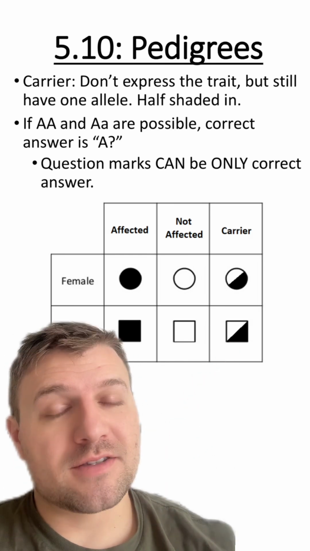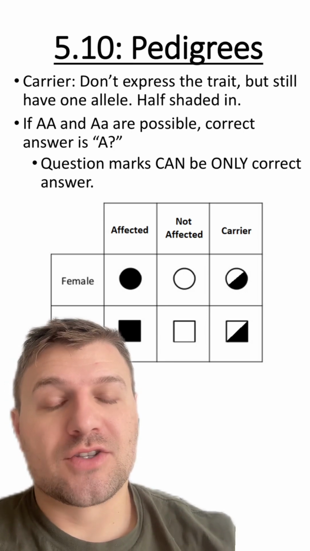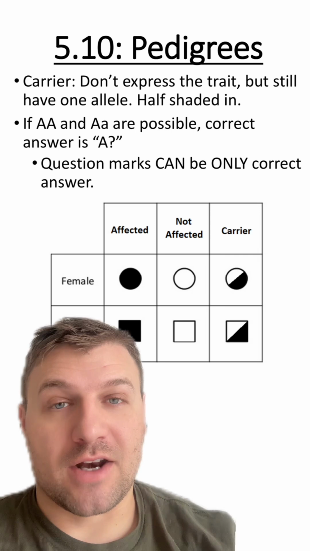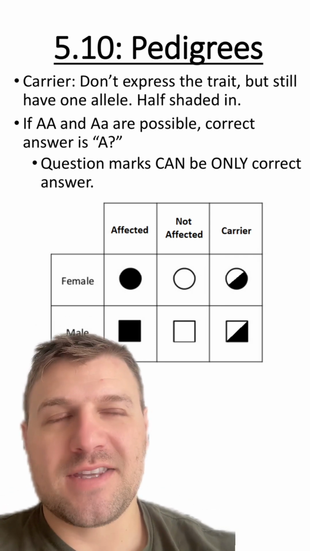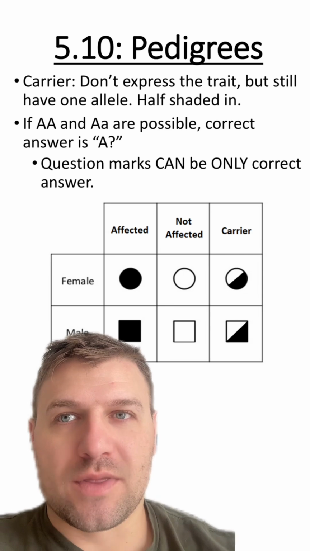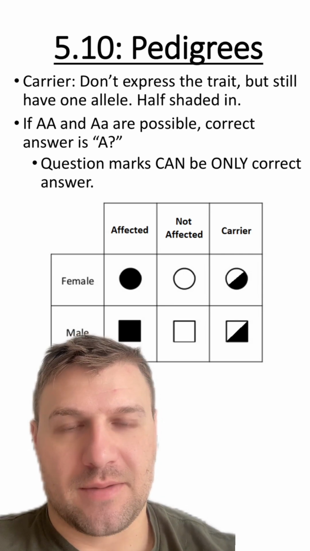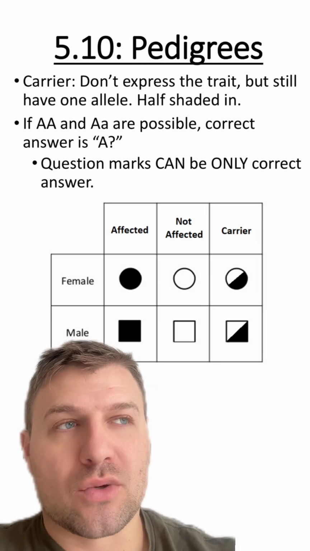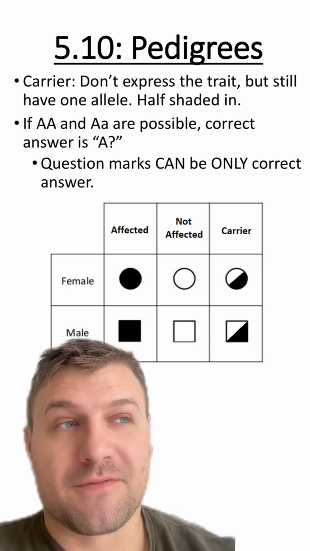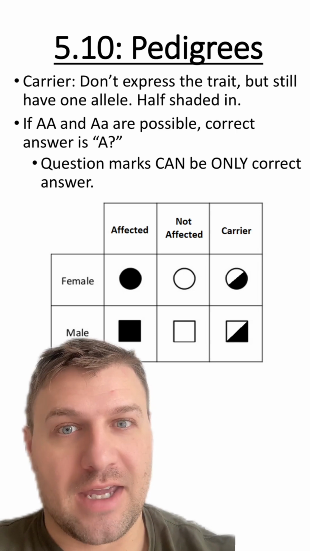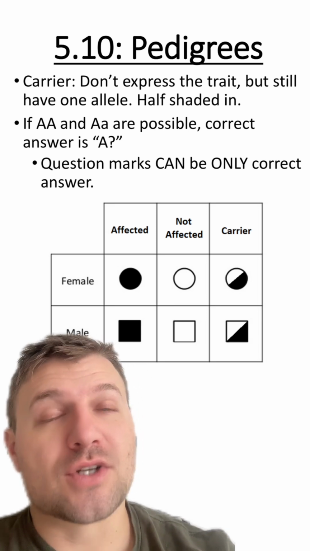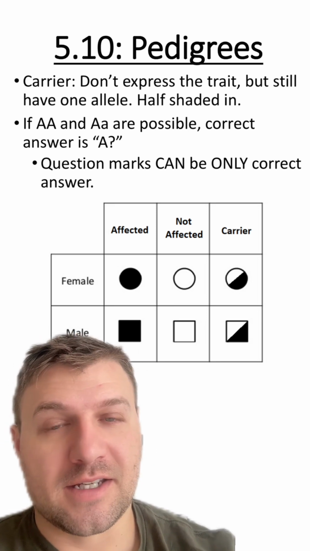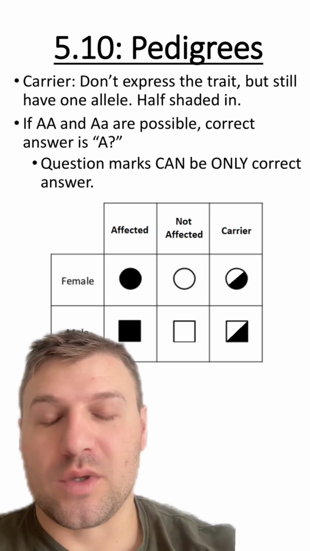They don't express the trait, but they still have one allele, so they're going to be half shaded in for a heterozygous genotype. Now, sometimes in these pedigrees, we're not going to actually know what the second letter of a genotype is going to be. So if big A, or big A, little a are possible, the correct genotype for that individual is going to be big A question mark. This is because we don't know what that second allele is, so we have to put a question mark to show that we just don't know.